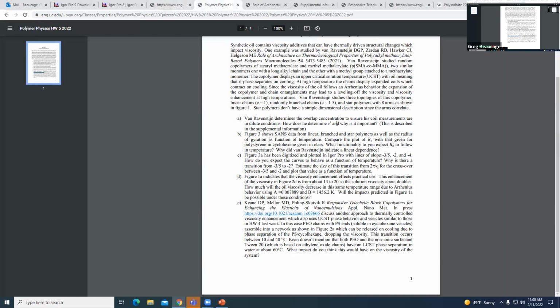For that, what is C star? Why is it important? Compare the shape. Like he shows a linear plot of RG. It's supposed to be this other plot. Why did he do the linear dependence? Because he's an idiot. I mean, he hasn't studied polymers, and it becomes obvious. Then the slope thing, find the transition.